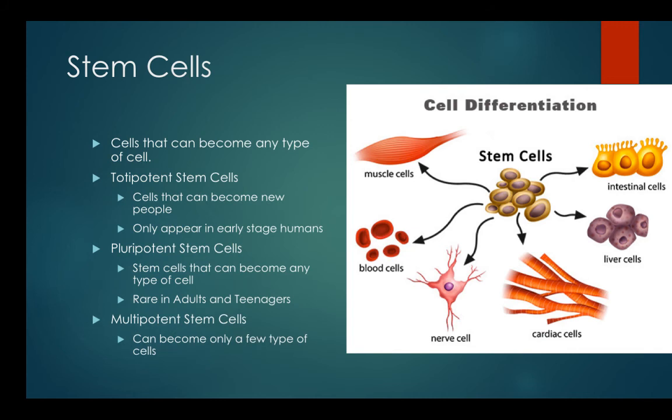The last one's called a multipotent stem cell. This is a stem cell that only can become a few types of cells. Oftentimes you have skin stem cells that can only become skin cells. You have heart stem cells that only become heart cells. So basically they're stem cells that are limited in what they can do.